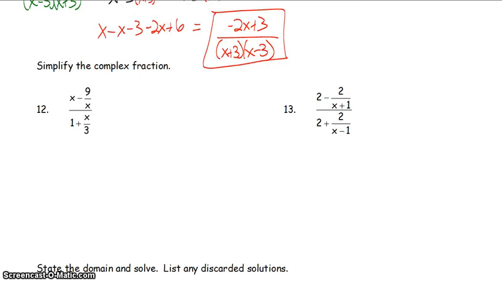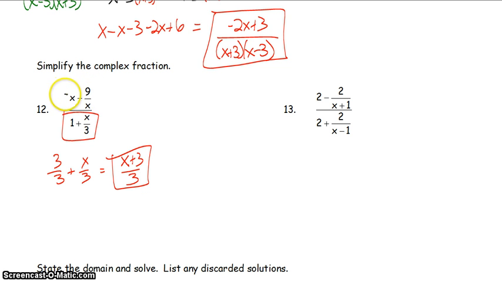Let's do number 12. I believe 13 was actually on an old worksheet. So you have to simplify both top and bottom. Here's the bottom. Let's do that first. This turns into 3 over 3 plus x over 3. 1 you just turn into 3 over 3. You need a common denominator. So basically this turns into x plus 3 over 3. That's the bottom. Top, I need an x on the bottom, so I have to multiply the top and bottom by x. So this turns into x squared over x minus 9 over x. So this basically turns into x squared minus 9 over x.